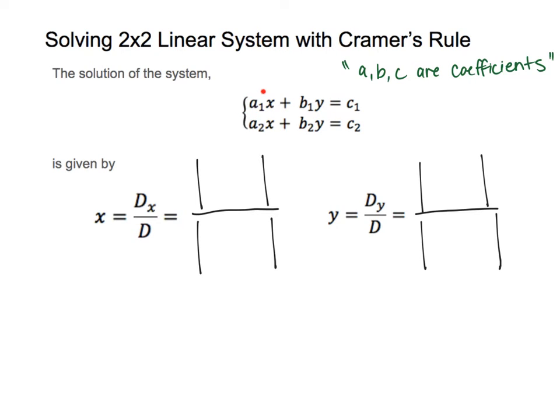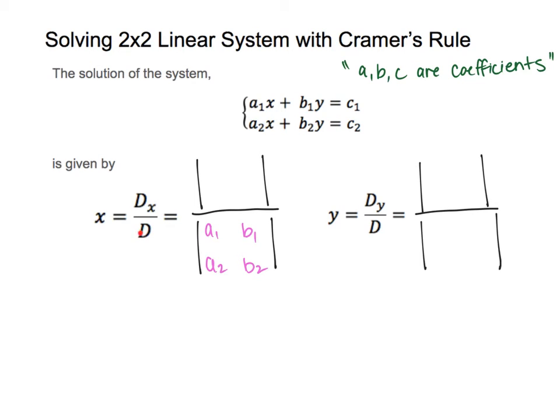x and y. So the coefficient in front of x is a1 and a2, and I'm going to write that down. So in here, I need the coefficients of x and the coefficients of y. So this is going to be b1 and b2. So now I have the determinant of the system, and here's the nice part.